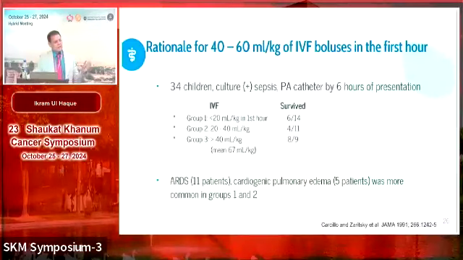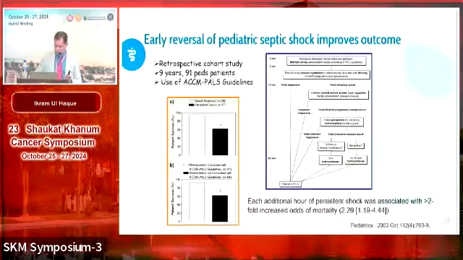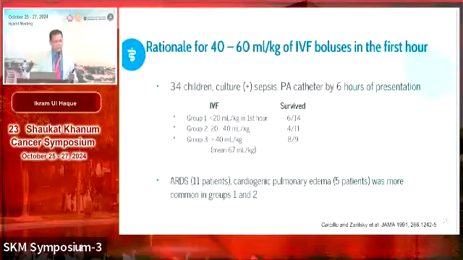Very interesting data. What they found was that if you received fluid in 1 hour of less than 20 per kilo, then survival was only 6 of the 14 kids. If you got more fluids, about 20 to 40 per kilo, then 4 of 11 survived. But in the group where you got more than 40 mLs per kilo, to be exact the median was 67 mLs per kilo, that was the group with the highest survival. 8 of the 9 survived.